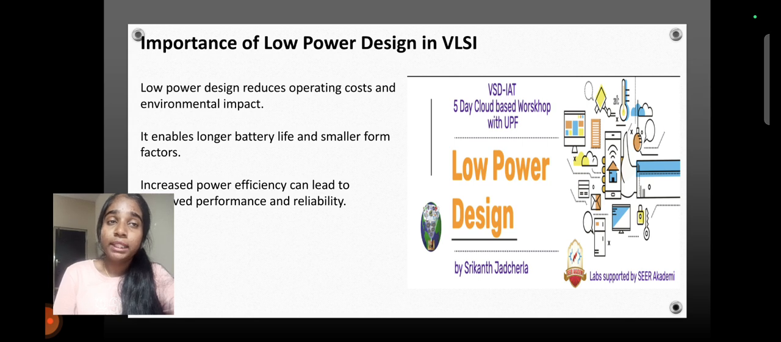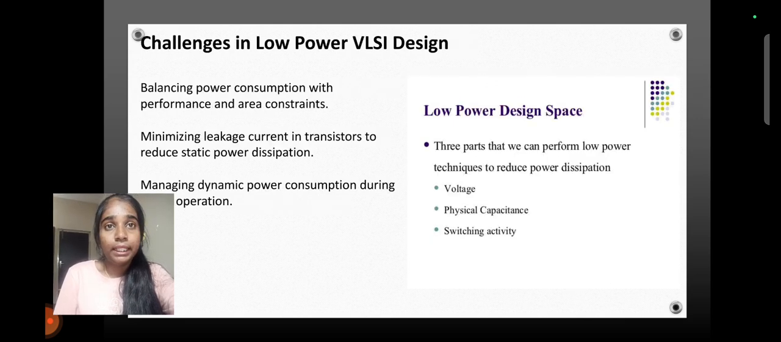The importance of low power design in VLSI is that low power design reduces operating cost and environmental impact. It enables longer battery life and smaller form factors. Increased power efficiency can lead to improved performance and reliability.